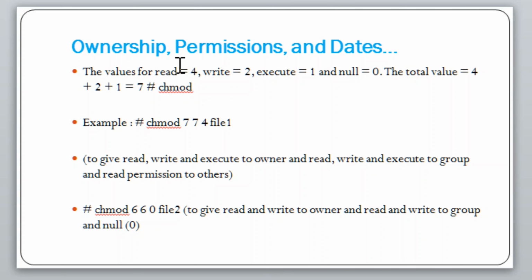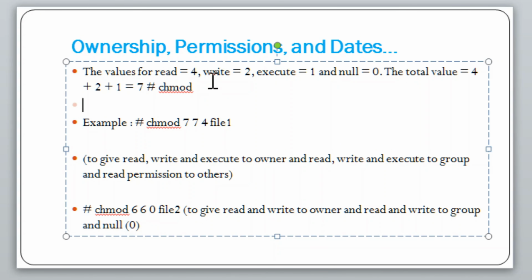So each read, write, and execute has values assigned to them. Okay. So the value for read is 4, write is 2, and execute is 1. Okay, and null is 0. So the total value for read, write, and execute permissions is 7.